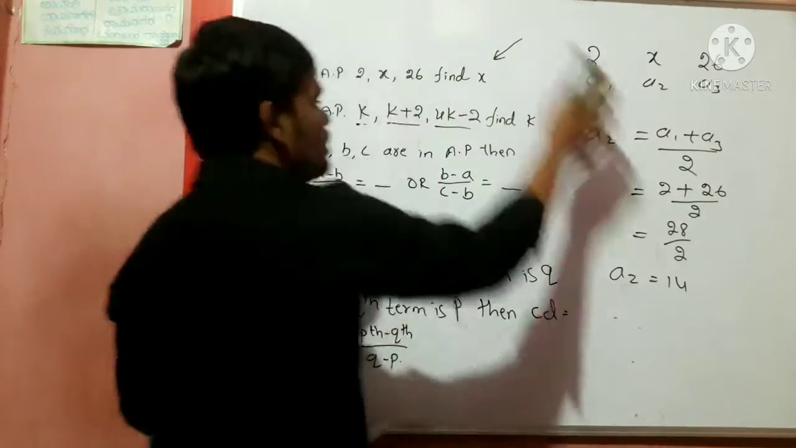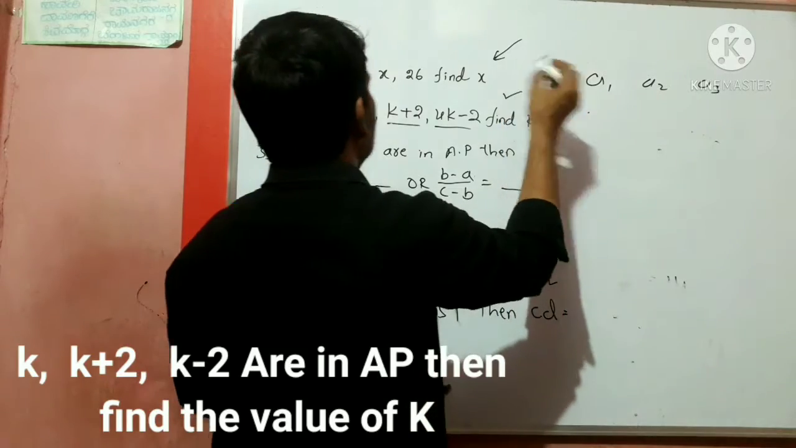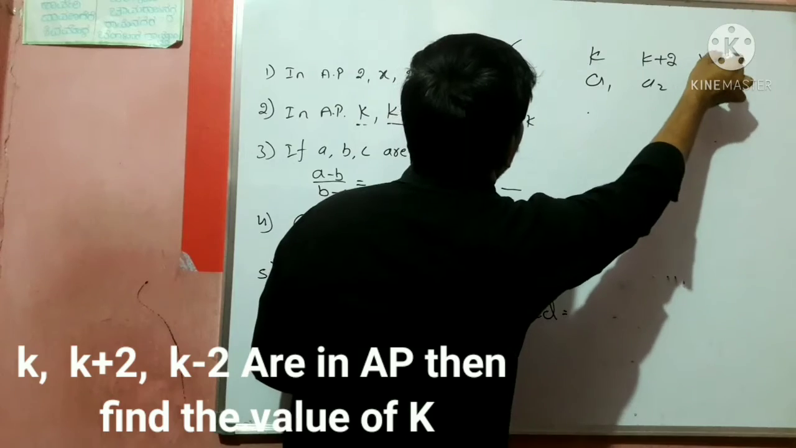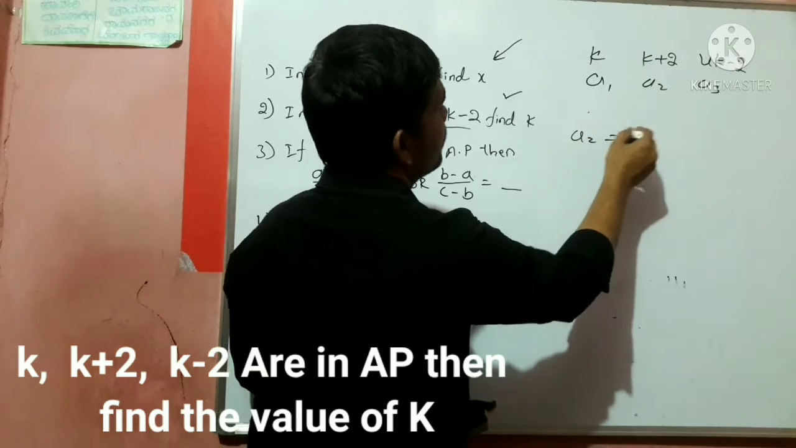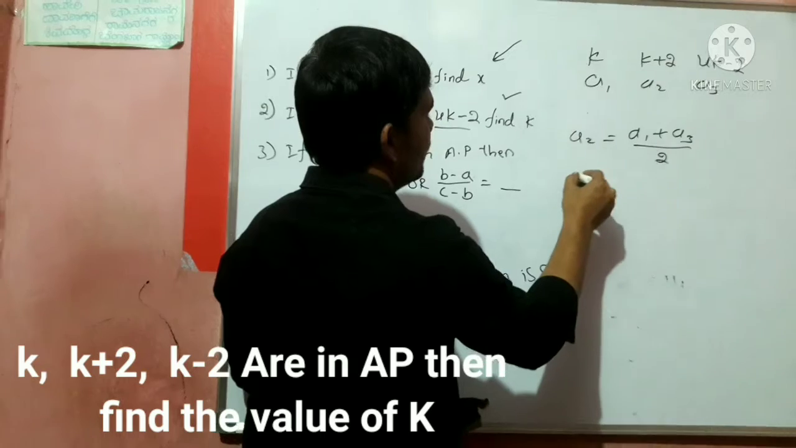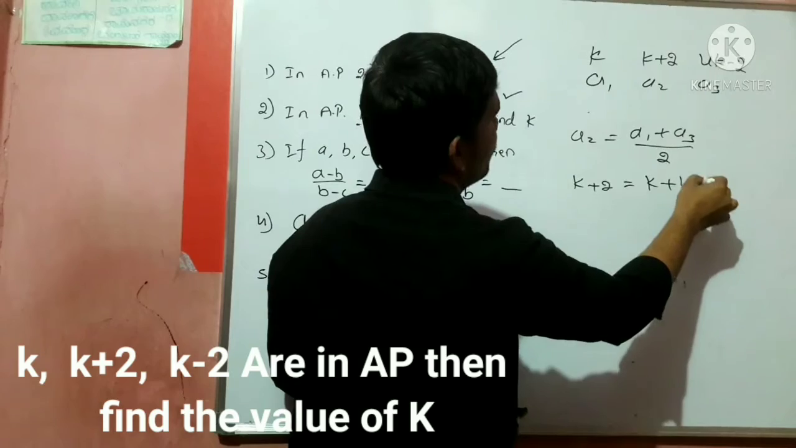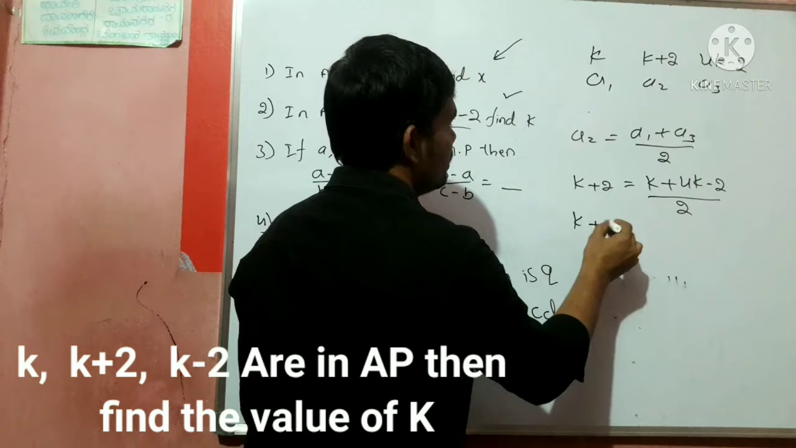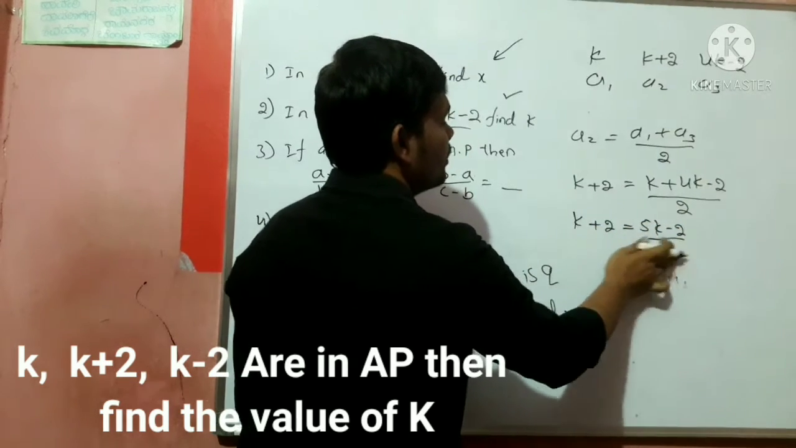And one more question here. Use the same formula. What is the question they have given? See, the second question: the terms are K, K plus 2, and 4K minus 2. Use the same formula, that is A2 is equal to A1 plus A3 divided by 2. So A2, K plus 2, is equal to A1 which is K, plus 4K minus 2, divided by 2. That is K plus 2 is equal to 5K minus 2 divided by 2.